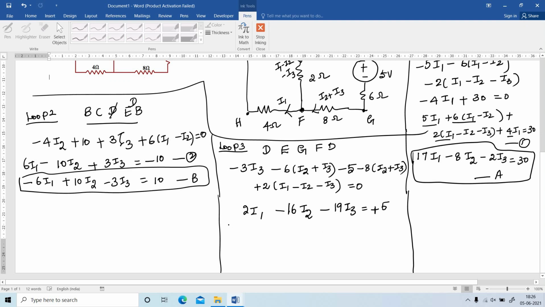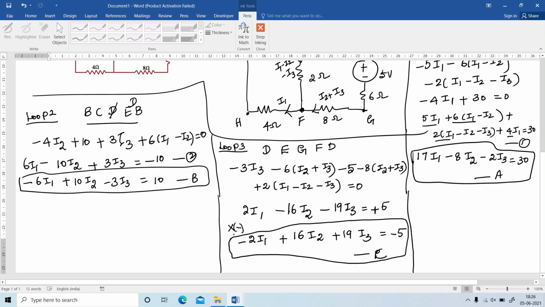I am going to multiply with minus. So 2I1 plus 16I2 plus 19I3, that is equal to minus 5. This is equation number C. So three equations are derived here. Using the three equations, I am going to find out I1, I2 and I3.